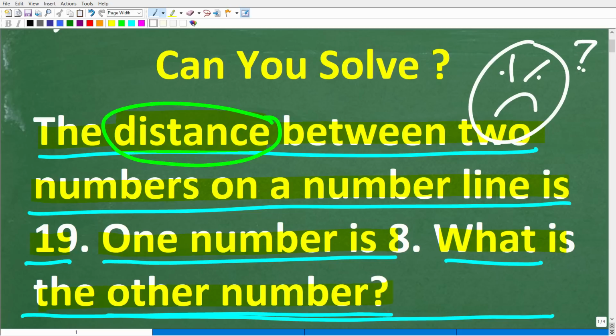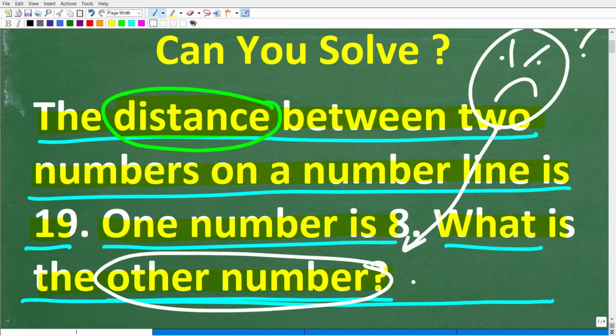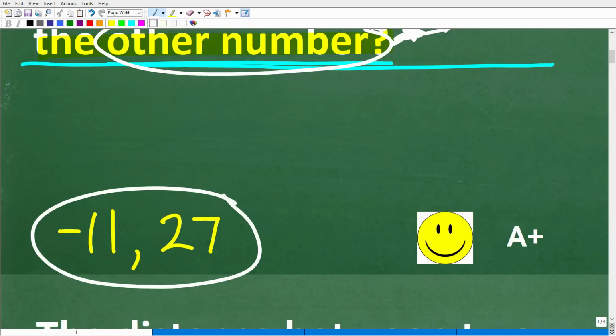Well, yes, indeed, you're kind of onto something because the answer is not another number. There's actually two numbers, right? So the question is, what is the other number? Well, we actually have two numbers as the answer. So if you picked up on that, that is fantastic. And let's take a look at the correct answer. The correct answer is negative 11 and 27.